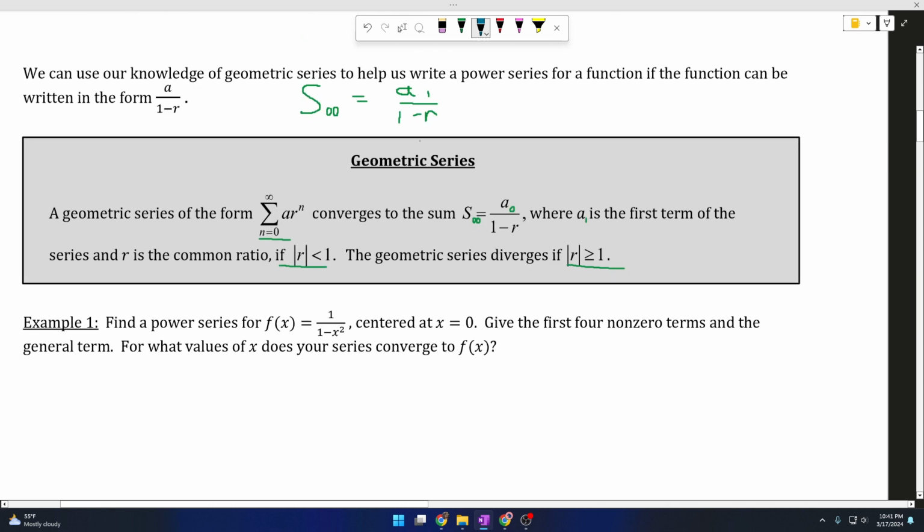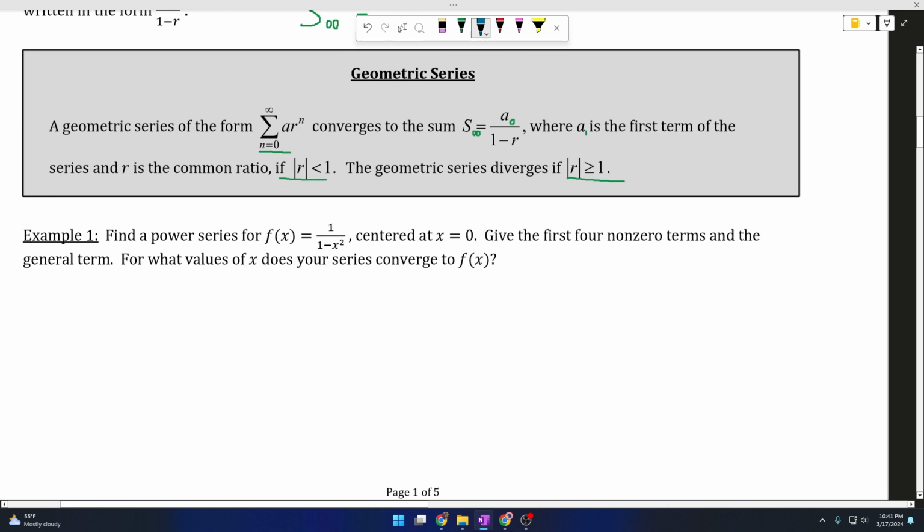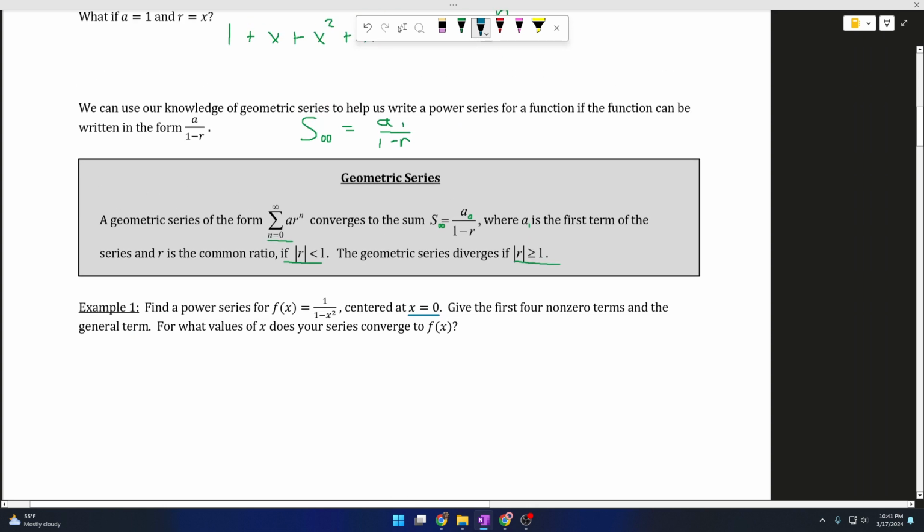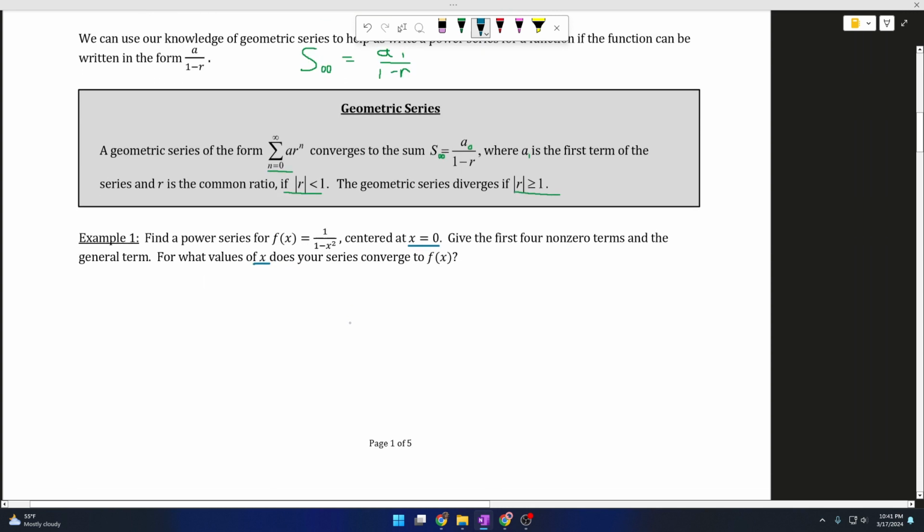We have a1 over 1 minus r. We have 1 over 1 minus x squared. It's telling us that it's centered at 0, which makes life easy. Give the first four non-zero terms and the general term. For what value does your series converge to f of x? For what values of x does it converge?